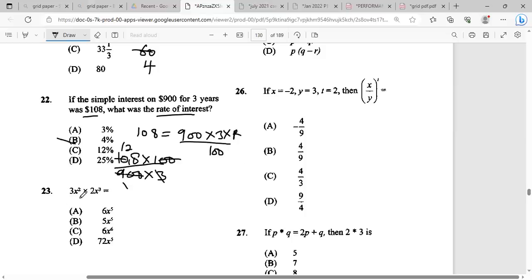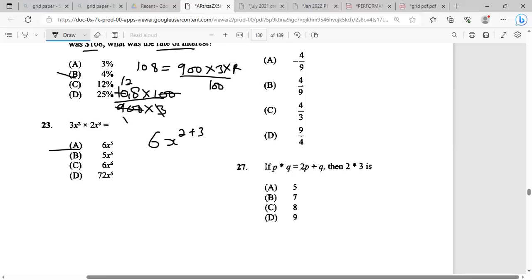23 says 3x squared times 2x to the third, which gives you 6. Add the powers now. So you add 2 plus 3, which gives you 5. So it's 6x to the 5th power. 24.